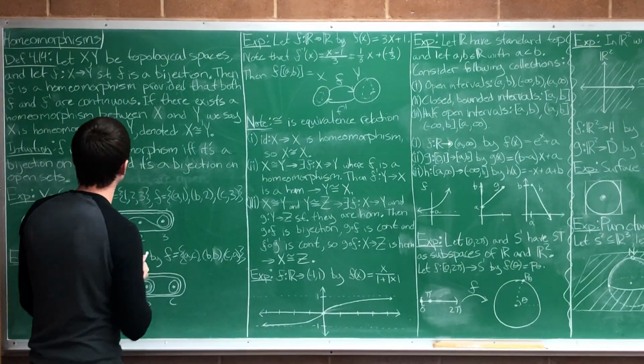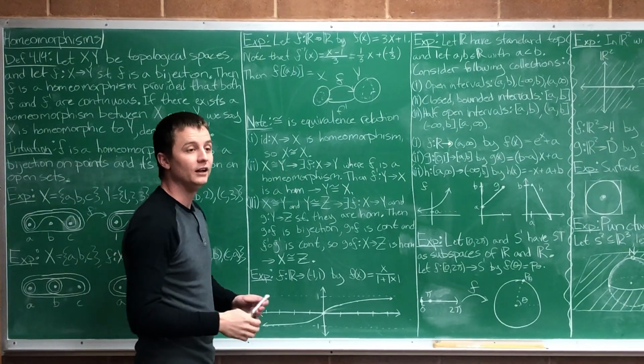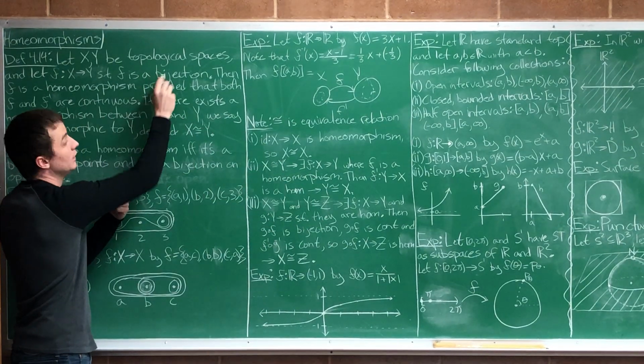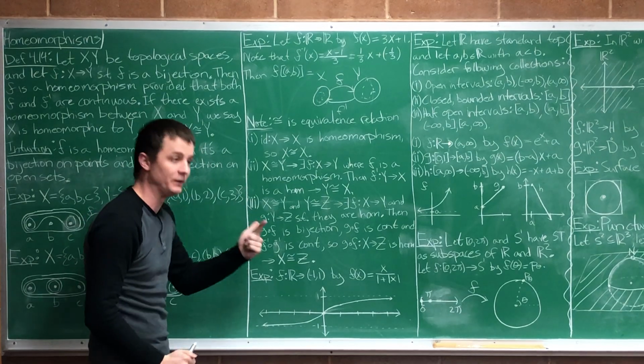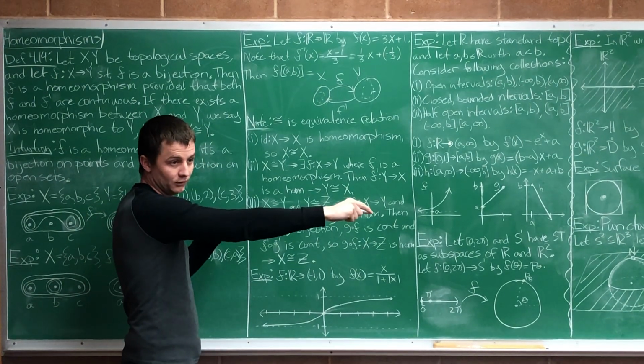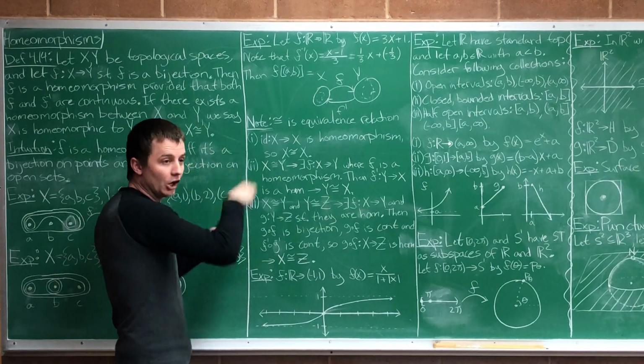Some intuition that we typically use for a homeomorphism is it's a bijection between points, and it's a bijection between open sets. Map every open set to one and only one open set. And we use all the open sets over here and all the open sets over here.